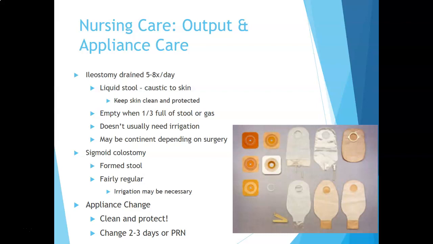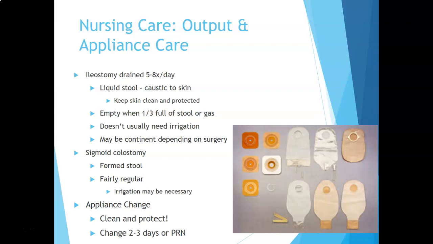So again, for ileostomies, we want to make sure we're emptying when they are 1/3 to halfway full with stool or gas. It doesn't usually need any irrigation because it's so liquidy. And again, they may be continent depending on the type of surgery. For a sigmoid colostomy, it's going to be pretty formed stool. The passage of stool will be fairly regular, kind of like a normal person's bowel movement habits. Irrigation might be necessary in an effort to get a regular evacuation schedule going.